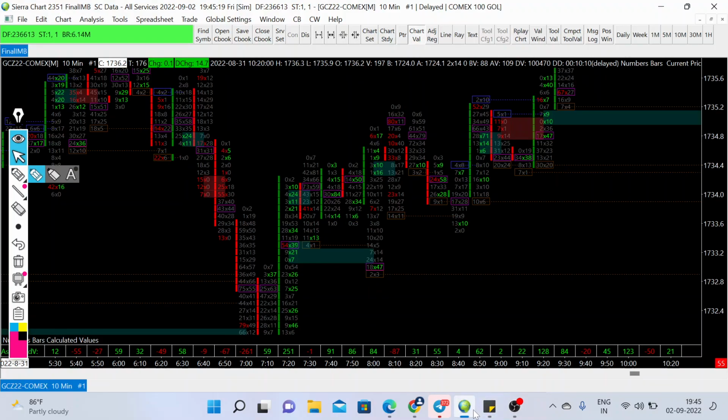Hey guys, in this video I will share a very good scalping strategy that you can use with the help of the footprint chart, or you can say the order flow chart. With this method you can also find the trend reversal.